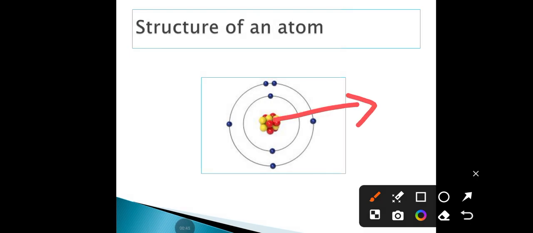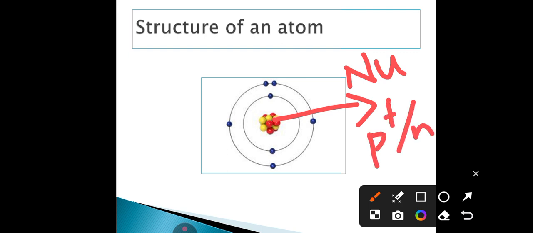the center is the nucleus, and the nucleus has protons and neutrons. Protons are positively charged, neutrons are neutral, they do not have any charge. And around the nucleus there are specific orbits, called shells. In these shells, the blue dots you can see are called electrons.